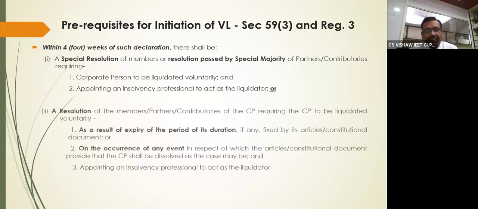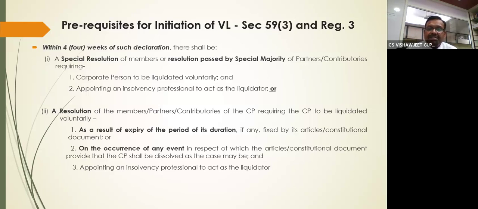to liquidate the company. Now, there is also the resolution of the members, partners, contributories of the CP requiring the CP to be liquidated voluntarily as a result of expiry of the period of its duration, if any, fixed by the articles or constitutional documents. So these are the two provisions. The first provision says a special resolution or a resolution passed by the special majority. The second is a resolution of the members or partners or contributories, meaning a simple resolution with 51% majority, requiring the CP to be liquidated voluntarily as a result of expiry of the period of duration.